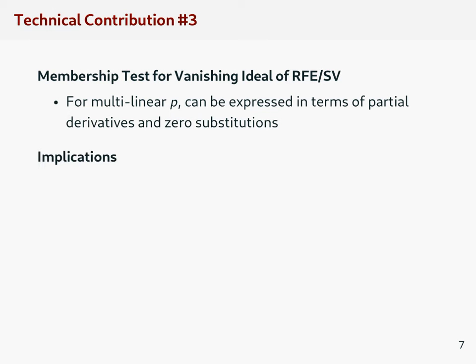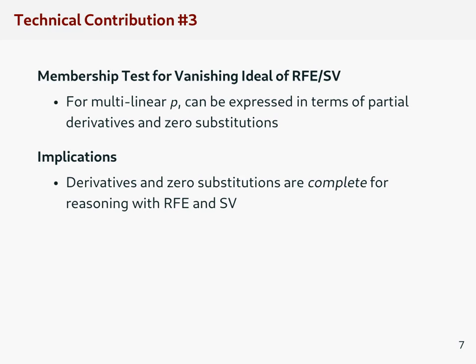Implications of the membership test are, first of all, derivatives and zero substitutions are complete for reasoning with RFE and SV via this membership test. So if you can prove that RFE or SV works to derandomize PIT for some polynomial P, then you can prove it by taking some derivatives and zero substitutions of P.